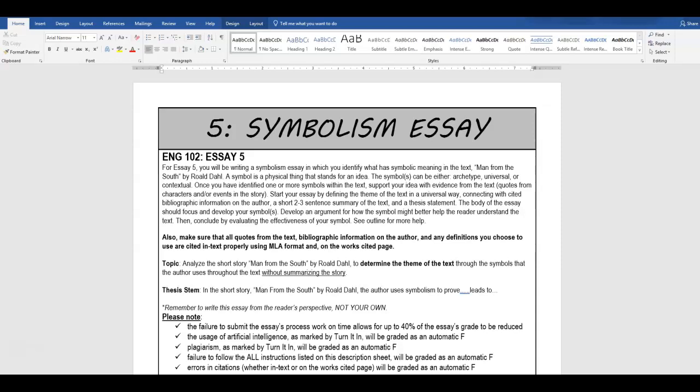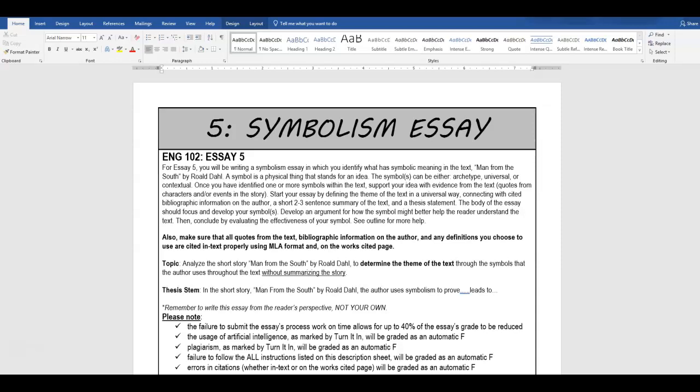You should see your outline and your how to write guide for more help. Also, you will want to make sure that all quotes from the text, bibliographic information on the author, and any definitions you choose to use are cited in text properly using MLA format and on the works cited page.